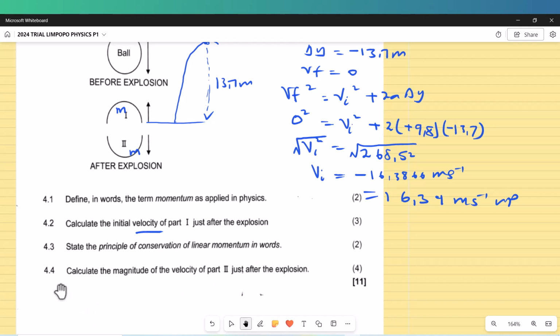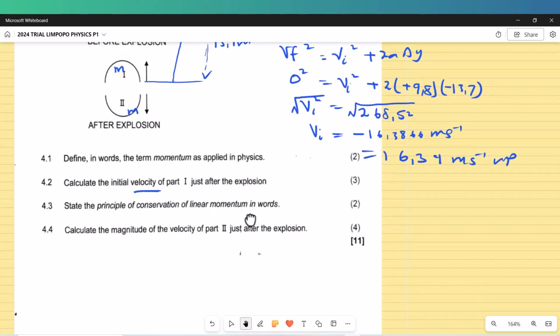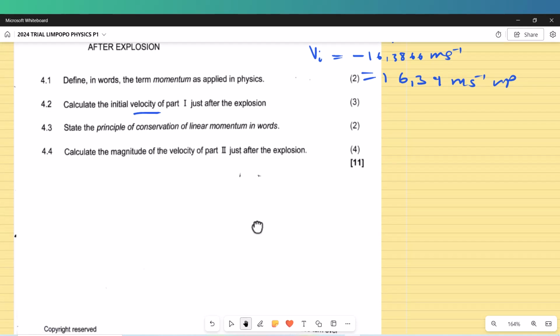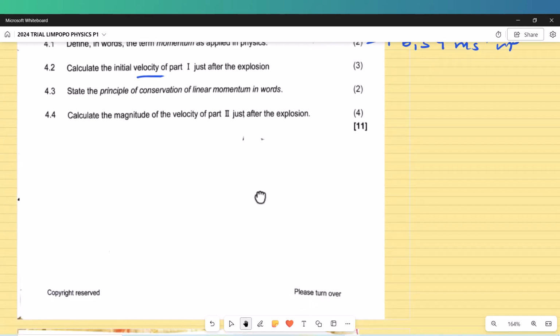Next question, they say 4.4. Calculate the magnitude of the velocity of part 2 just after the explosion. Now I want part 2 just after the explosion. So now this part 2 I see it's going down, part 1 goes up. So what happens just after explosion? What must I do here? Let's find out now. From the linear momentum conservation, we have said that the total momentum initial is the same as the total momentum final.